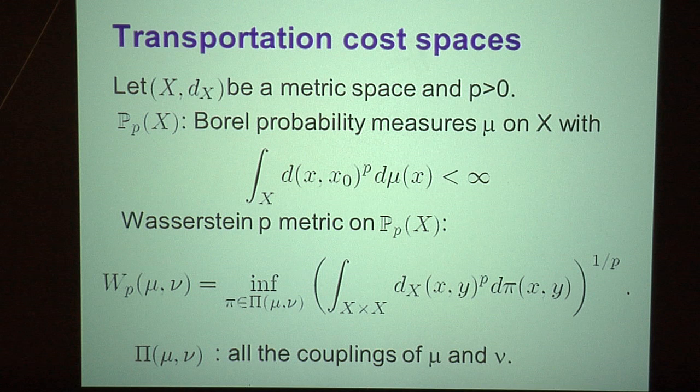So suppose you're given a metric space X and some number p. I'll always denote by P_p the set of all Borel probability measures on X which have finite pth moments. So fix some base point X0 in the metric space X, and you want the integral of the pth moment in terms of the distance from that X0. And the Wasserstein p metric is this: you're given two probability measures, mu and nu, and you look at all the couplings, all the measures on the product space which have marginals mu and nu on each of the coordinates. You look at the infimum over all the couplings, and the cost function is the distance to the power p.